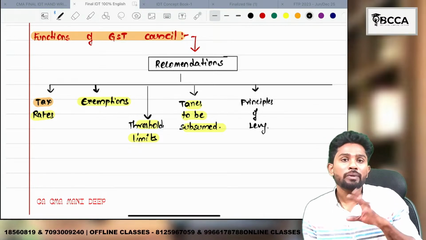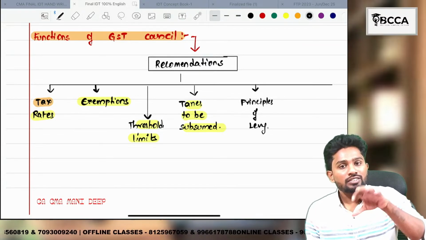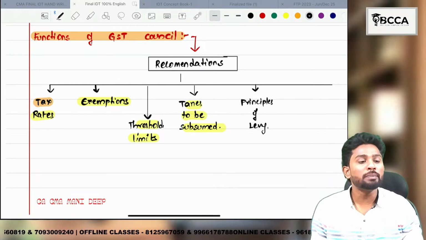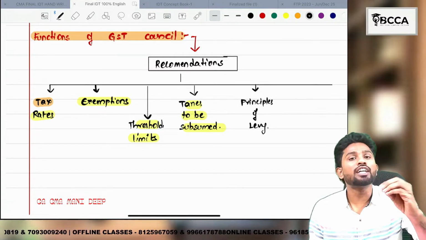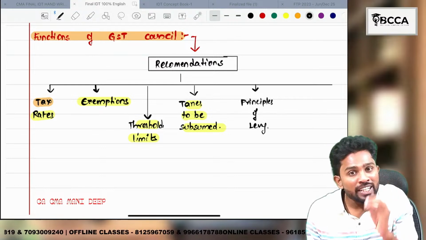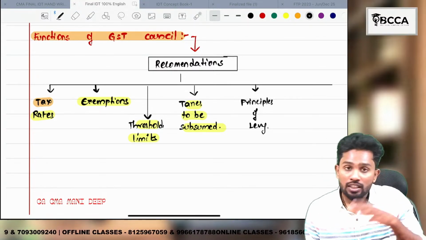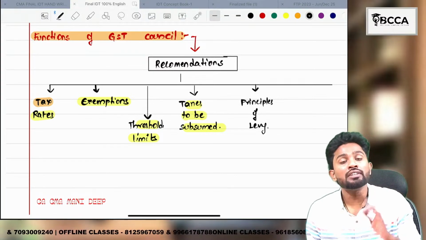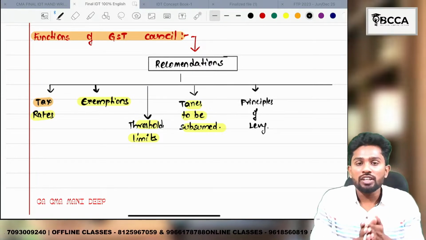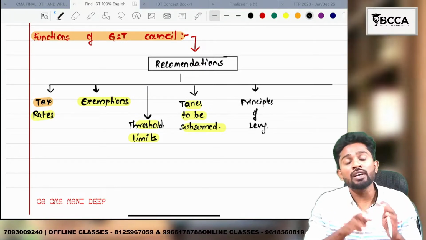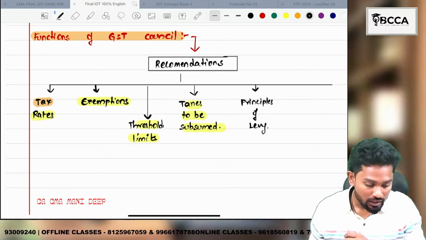Principles of levy. Sir, as I said, in the basic indirect tax mechanism, the supplier is the person who is responsible to pay the tax. The supplier is the one who is responsible to pay tax. That is the default mechanism called the forward charge mechanism. But there will be instances where instead of the supplier, the recipient has to pay tax. If the obligation to pay tax is on the recipient, then that is called the reverse charge mechanism. So principles of levy, whether on a transaction the supplier is liable to pay or the recipient is liable to pay, such principles of levy are recommended by the council.